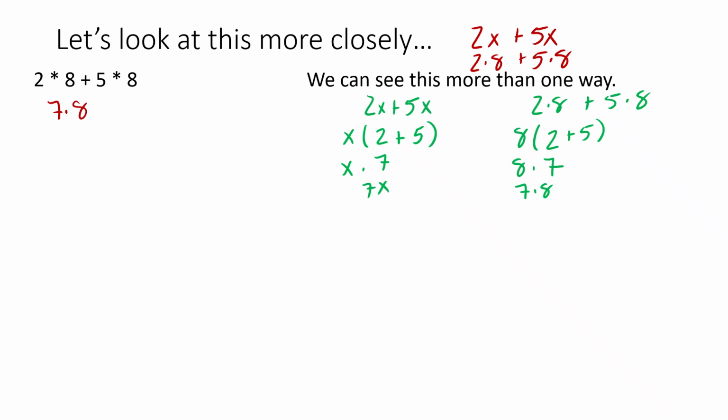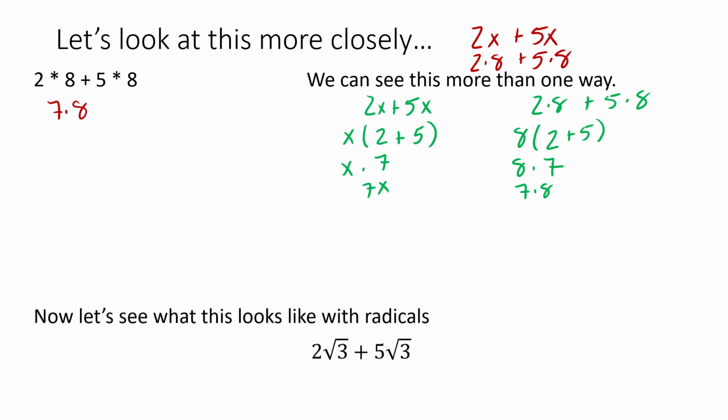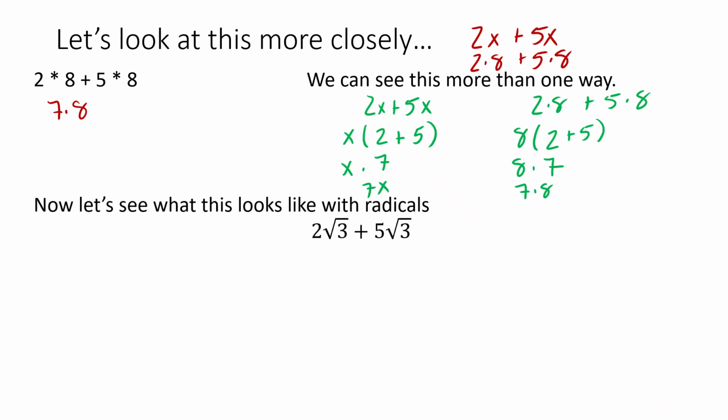The idea here is that I can do this with numbers. So, of course, the title of this lesson was adding and subtracting radicals. So let's see what it looks like with the radicals. Again, I'm keeping that 2 and that 5. Before I had 2x plus 5x, then we looked at 2 times 8 plus 5 times 8. Well, now we have a square root of 3, which is just a number. So 2 root 3 plus 5 root 3 must be 7 root 3. And there you go.